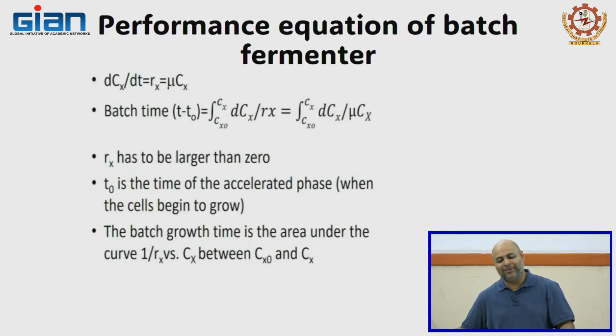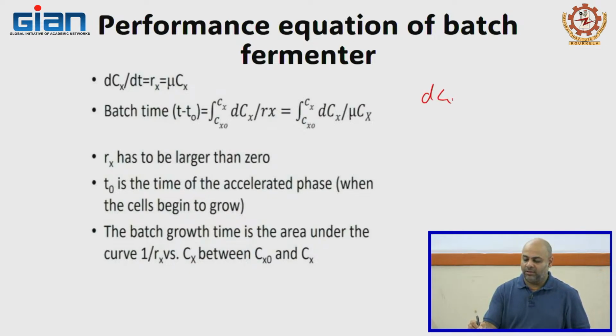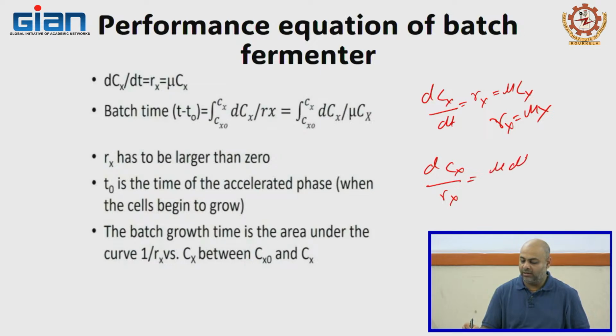Performance equations for the batch fermenter. Again, we are just going to go through the equations very quickly. These are the equations that you are going to use when we solve a few questions. So, your dCx by dt is your Rx or mu Cx, because Rx is mu x, right. We have already done this. Same thing, what we are doing is rearranging. So, dCx by Rx, I will have mu dt.